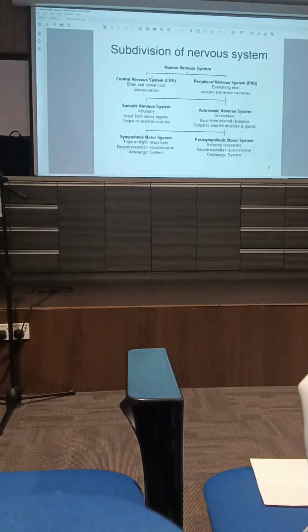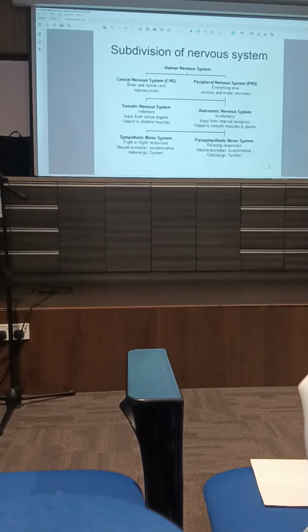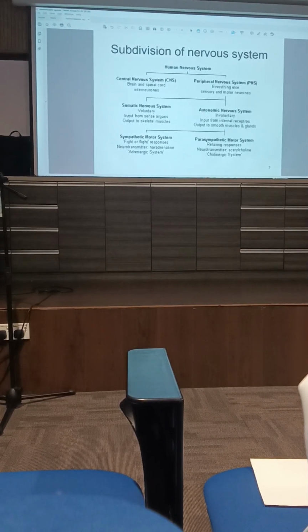Our human nervous system is subdivided into the central nervous system and the peripheral nervous system. Up to this point, it is quite clear. The peripheral nervous system can be further subdivided into the somatic nervous system that controls voluntary actions. When you say voluntary, that normally implies something you can control. We receive input from the sensory organs, and the outputs are normally to skeletal muscle, for instance the muscles of your hands, your legs, your body.